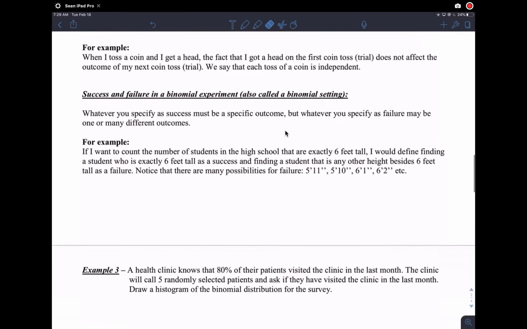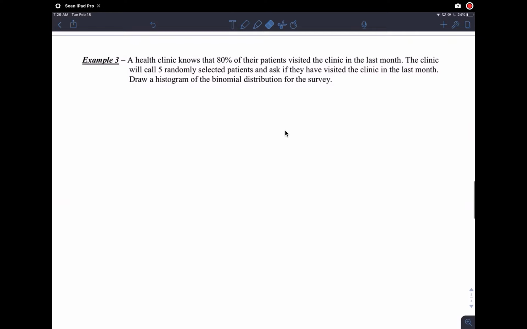Okay. So example 3 says a health clinic knows that 80% of their patients visited the clinic in the last month. The clinic will call 5 randomly selected patients and ask if they have visited the clinic in the last month. Okay. Draw a histogram of the binomial distribution for the survey. All right. So we could make a table like we did last time. That's a bit tricky. It's a bit more difficult. So similar but not the same.